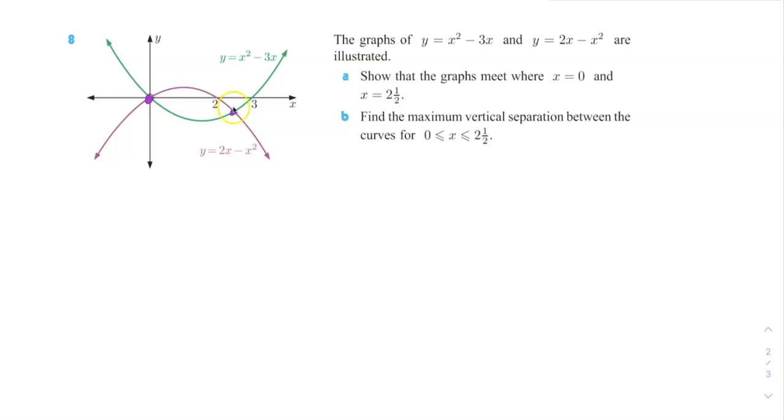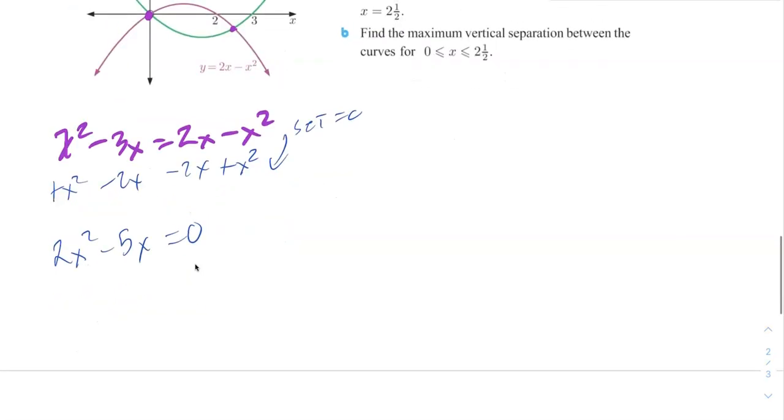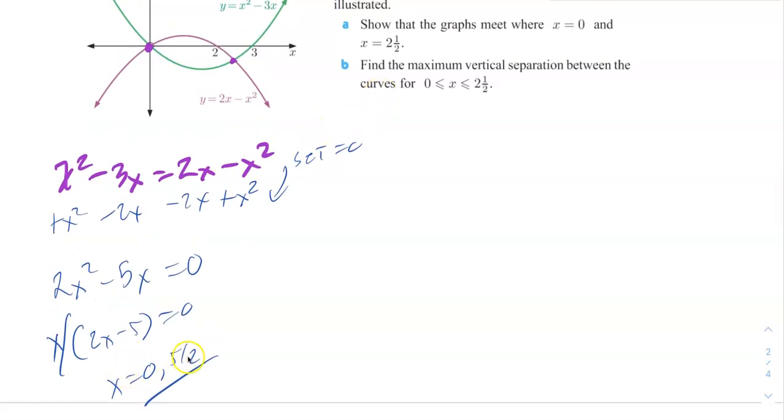Well, you show where they intersect by setting them equal to each other. So let's do that. x squared minus 3x equals 2x minus x squared. We're going to move everything to one side. That's how you solve a quadratic. So subtract 2x, add x squared. I'm going to get 2x squared minus 5x equals 0. Luckily this is easy enough to solve. Factor out what they have in common, which is an x. And I get x times (2x minus 5) equals 0. Split it: x equals 0 and 5 halves. So there we go. I showed that they meet at 0 and 5 halves.